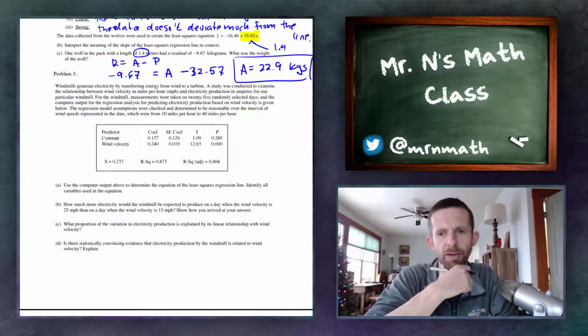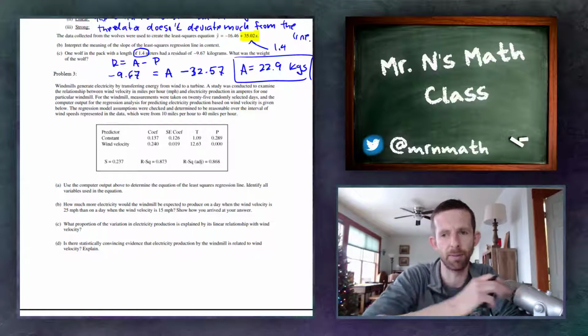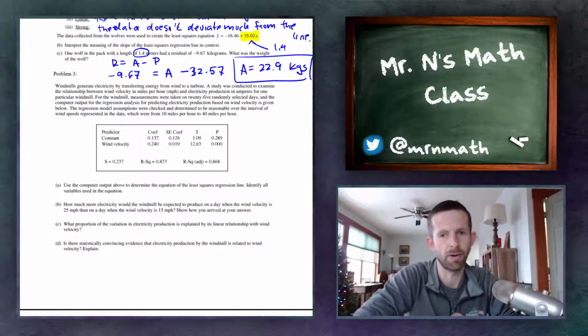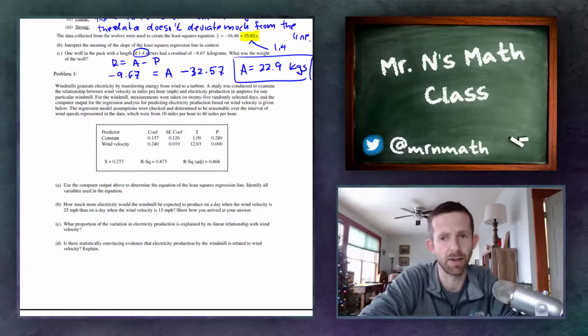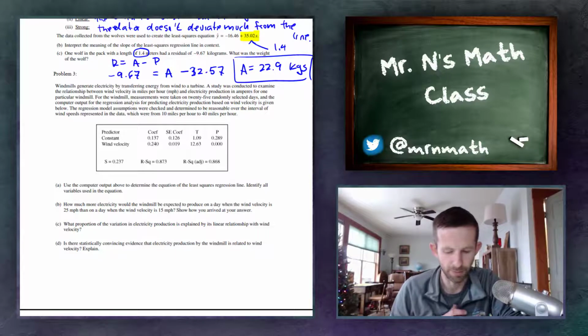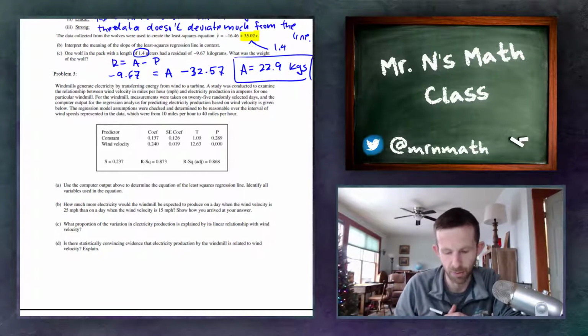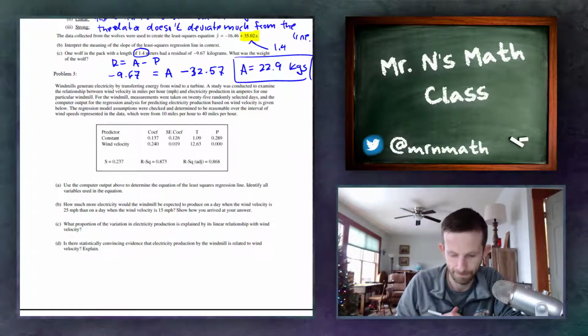For the windmill, measurements were taken on 25 randomly selected days, and the computer output for the regression analysis for predicted electricity production based on wind velocity is given below. The regression model assumptions were checked and determined to be reasonable over the interval of wind speeds represented in the data, which were from 10 miles per hour to 40 miles per hour. Use the computer output to determine the equation of the least squares regression line. Identify all variables in the equation.